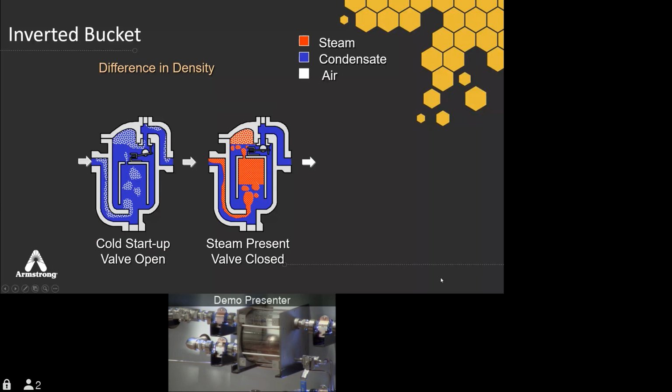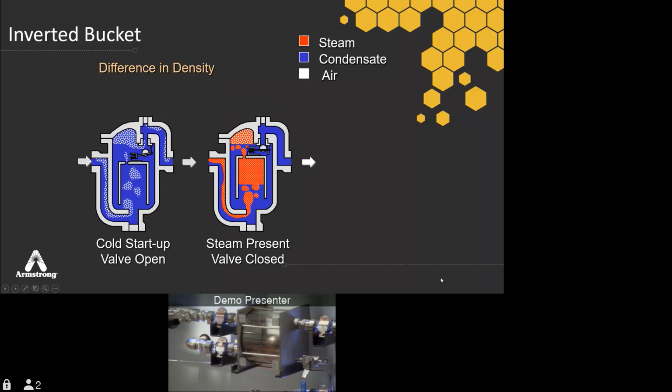Then the steam's going to come up underneath the bucket, and that's going to give the bucket buoyancy and lift it up. Once the valve gets close to the seat, differential pressure is going to completely close it off. So at that point, we're not discharging anything.